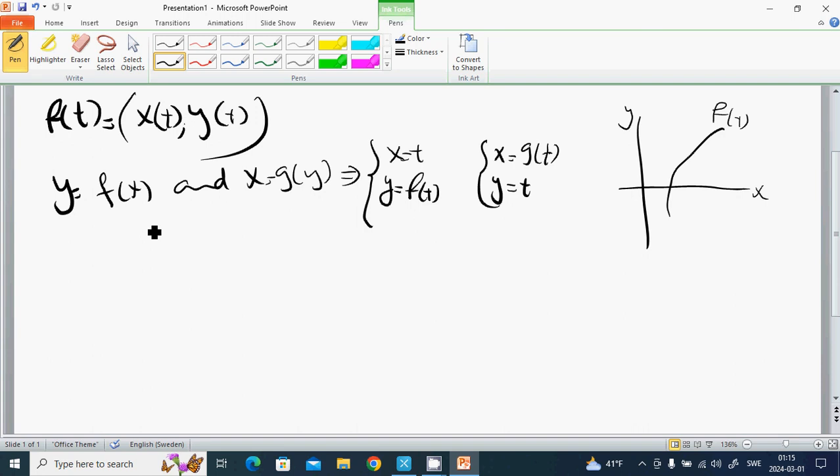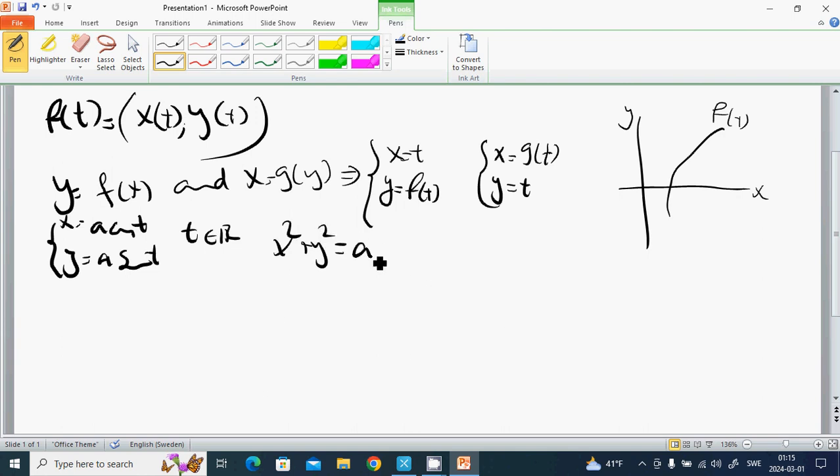We have an example. x equals a cosine t, y equals a sine t, and t in R, and a is a positive constant, and we see that x squared plus y squared equals a squared multiplied by cosine squared t plus sine squared t equals a squared, which is a circle with radius a.